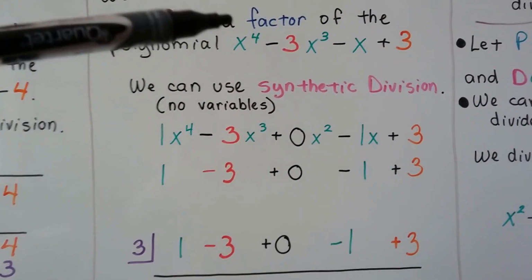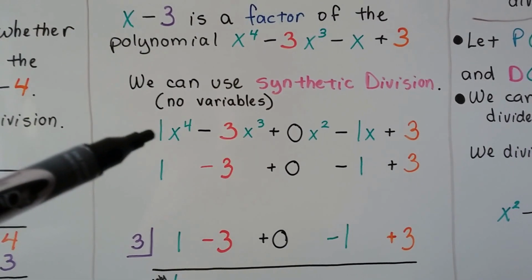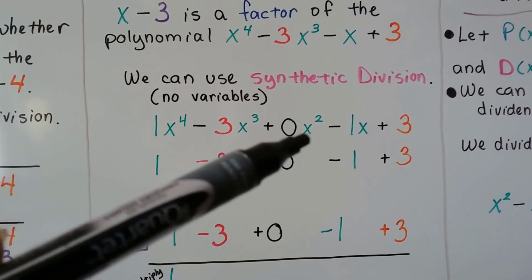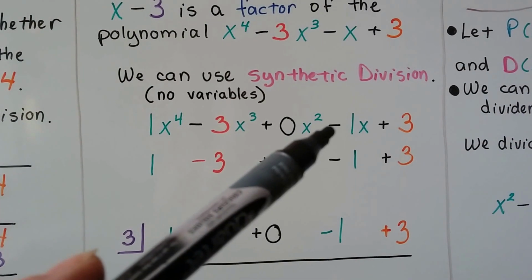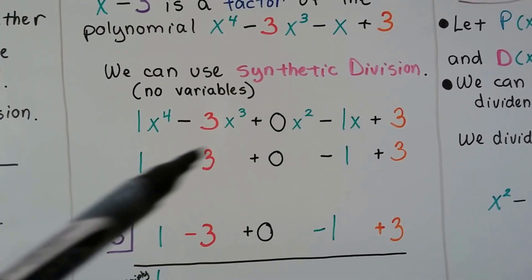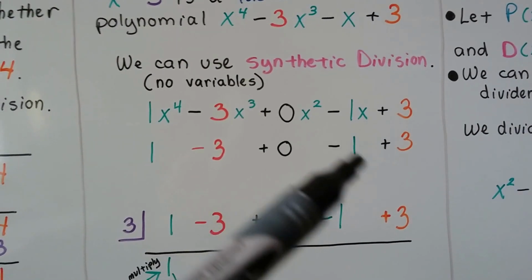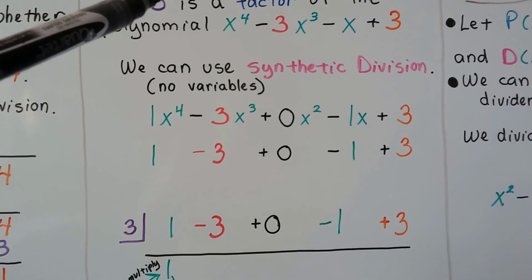So there's really an invisible 1 in front of that x, isn't there? And there's a 1 in front of that x. So we can rewrite it as 1x to the fourth minus 3x to the third plus 0x squared. Because there's no x squared, we can put a 0 as a placeholder. Minus that 1x plus 3. Now with no variables, we get 1, minus 3, plus 0, minus 1, plus 3. And 3 is our divisor.